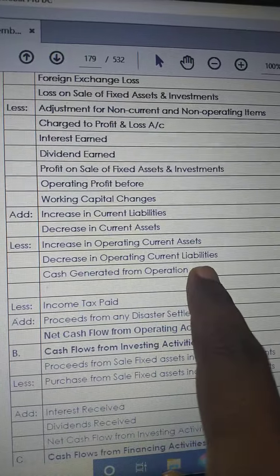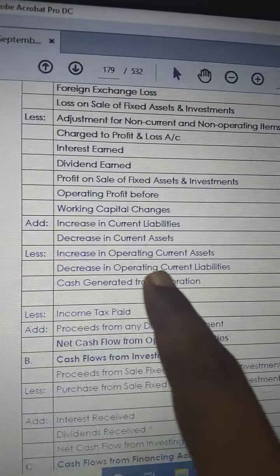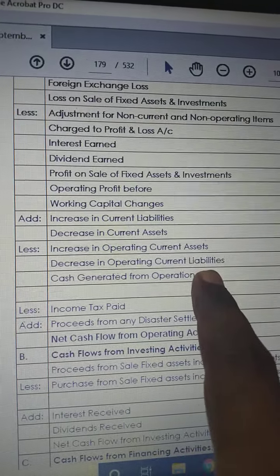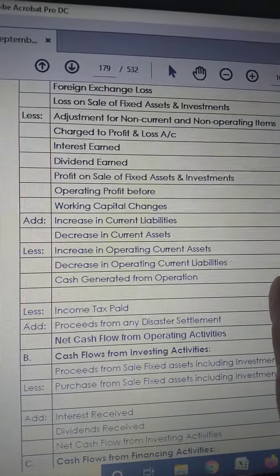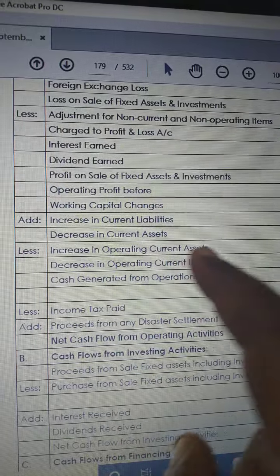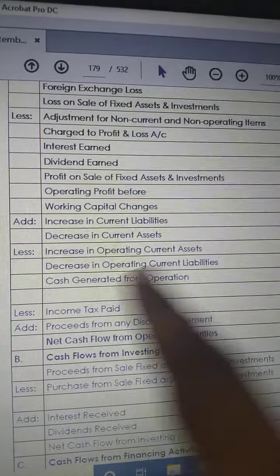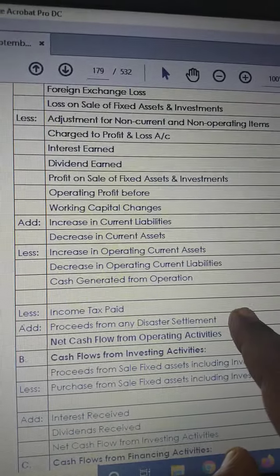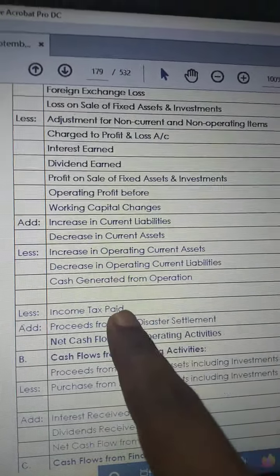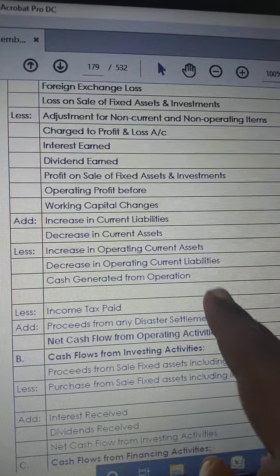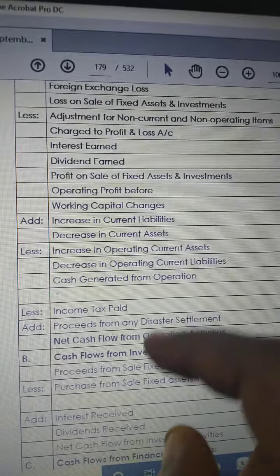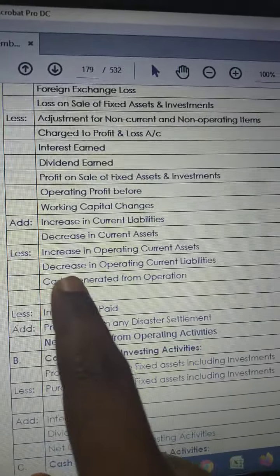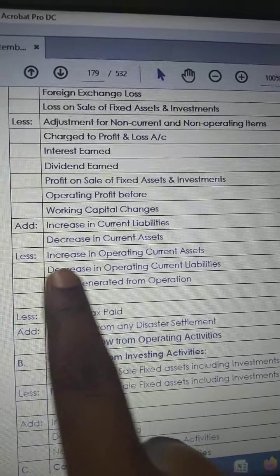Like this, decrease in current liability is deducted. Why? Assume sundry creditors. Previous year sundry creditors balance is 200 rupees, this year it is 100 rupees. Decrease or increase? Decrease, 100 is decreased. Meaning I repaid the balance 100 rupees. I repaid, which means my cash balance is reduced. That's why I am minusing.